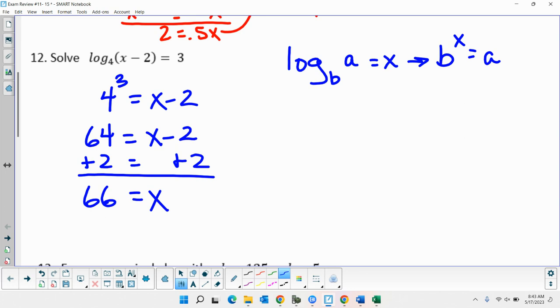All right, so you might want to write that on your card so you can remember to turn it into an exponential problem and then just solve it. That's how we did those.